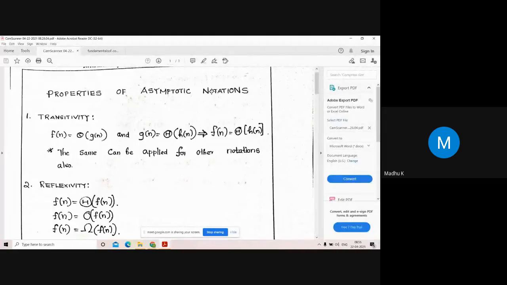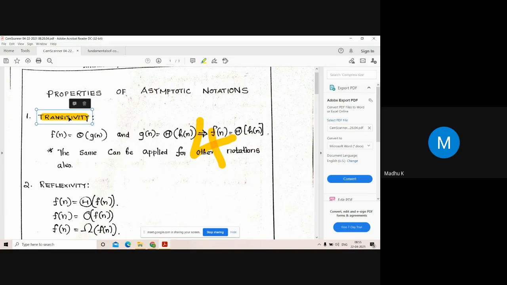What are the properties of asymptotic notation? You can expect a 4-mark question from this section, just a descriptive topic, from the point of view of the exam. Which are the different properties of asymptotic notation? One property is transitivity.